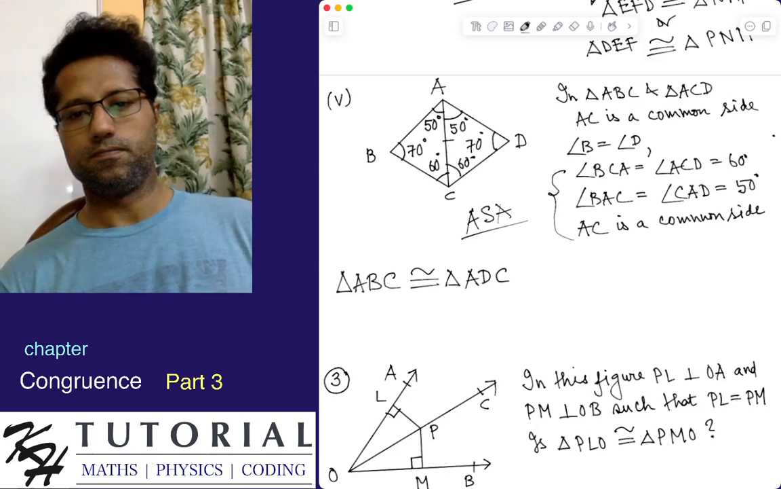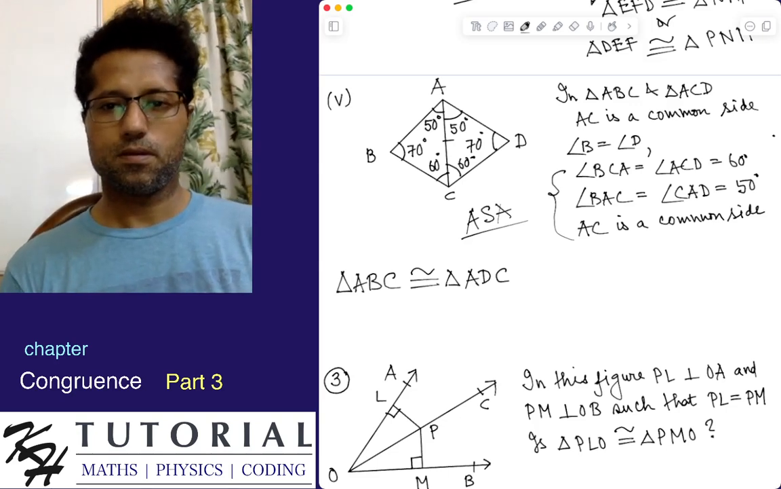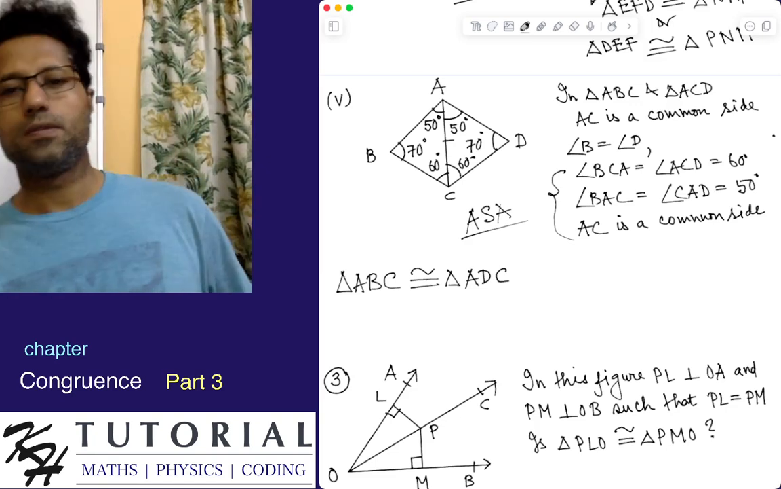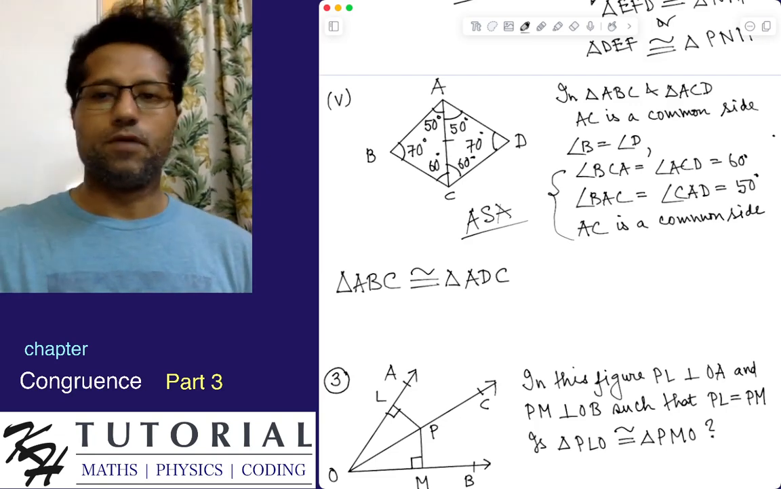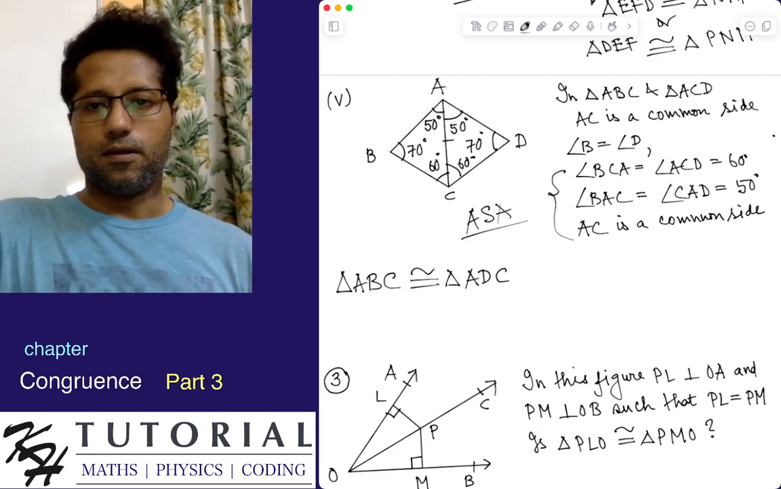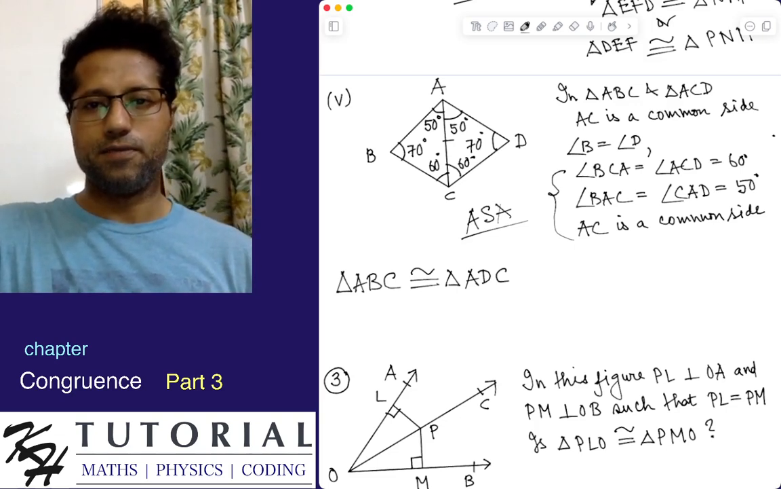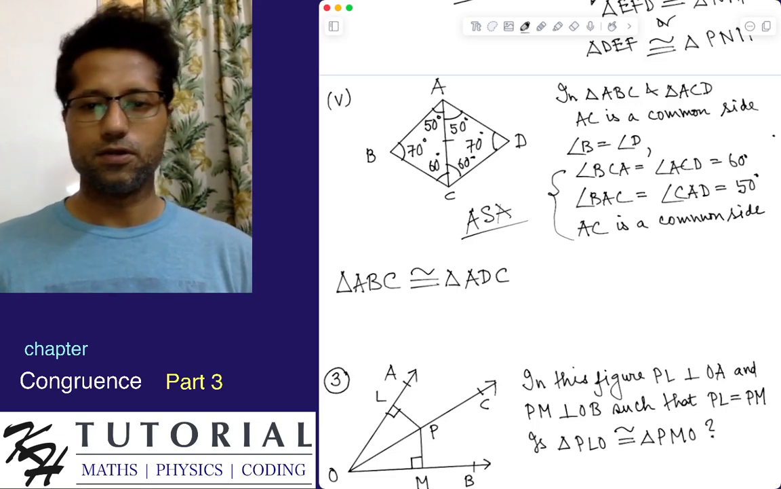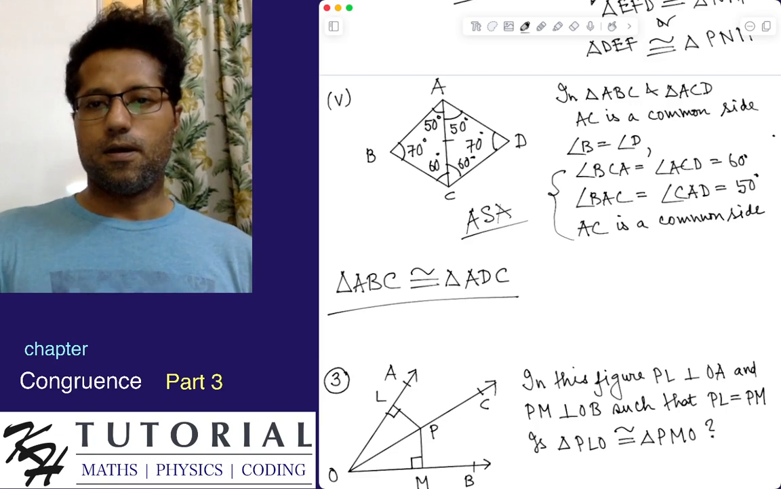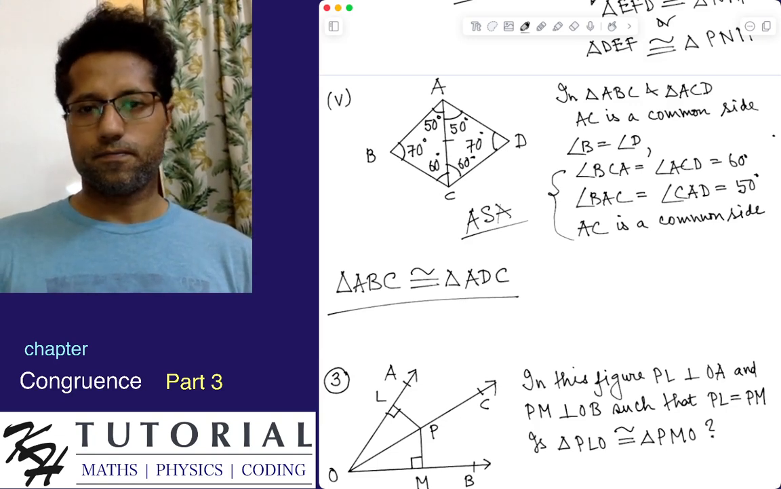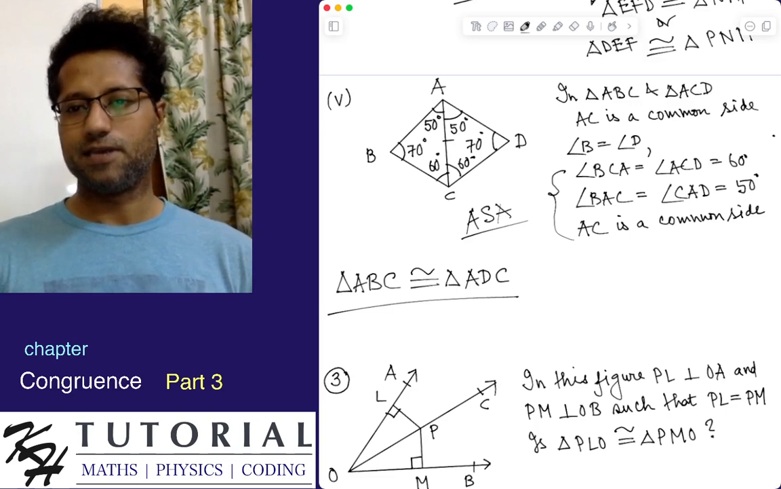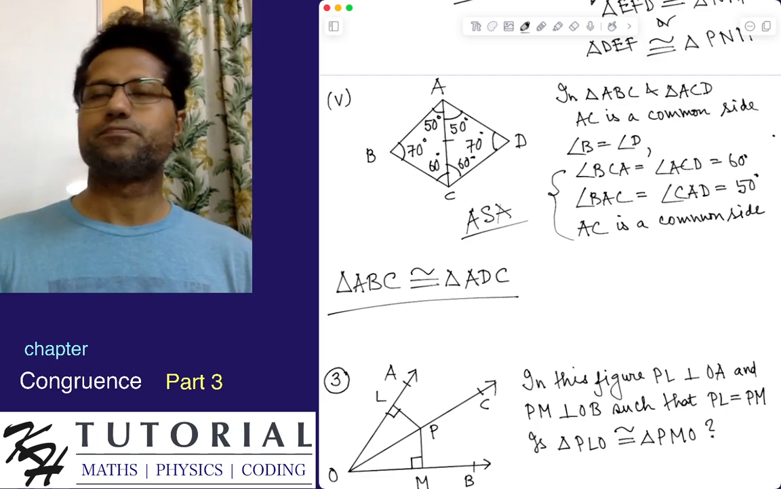So, considering the fact that AC is a common side for the two triangles, and the third vertex in triangle ABC is B and the third vertex in triangle ACD is D, we can have this congruence relation. But if you think in terms of the congruence condition being applied, it is ASA, that is angle side angle.